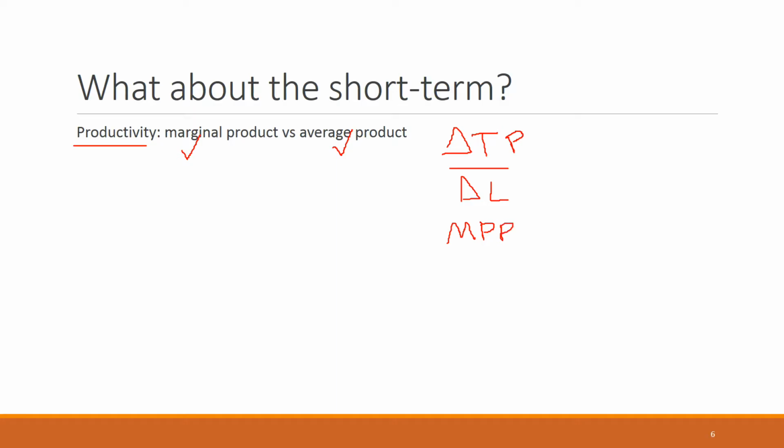Now what's the equation for the average product? Let's put that in a different colour. The equation for average product will be the total product divided by the amount of labour being used, and that gives us the equation for the average product. And it's useful to remember these equations. Okay, so you may want to just jot them down now. I'm going to remove them so we can use the space more effectively.